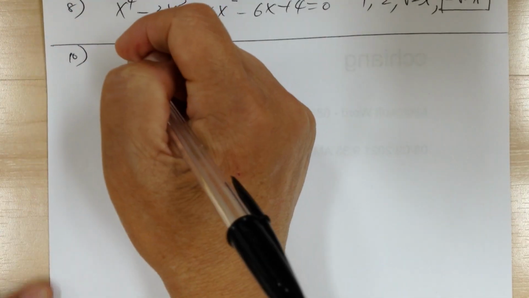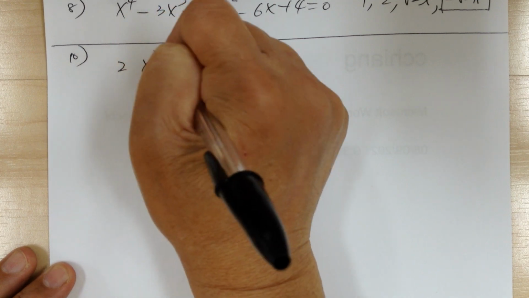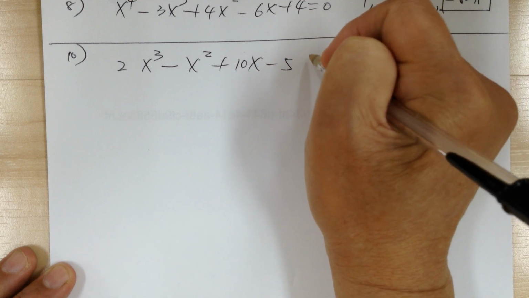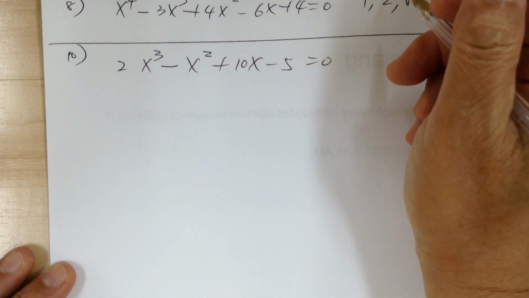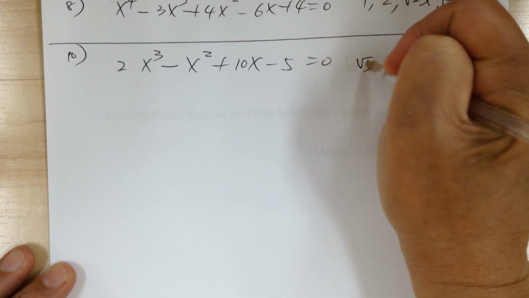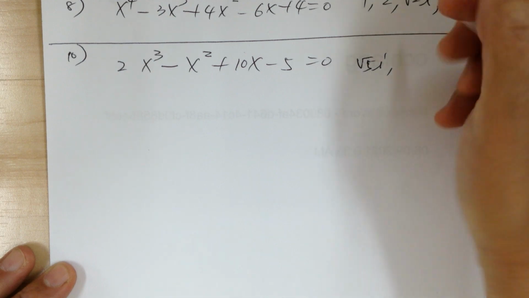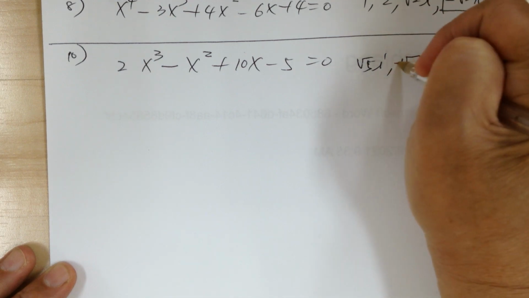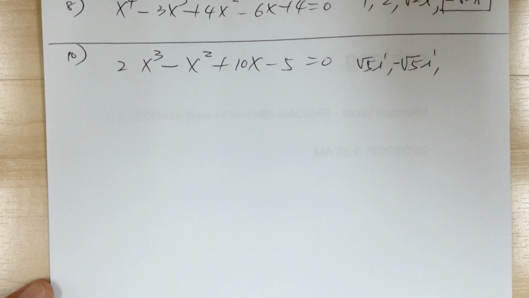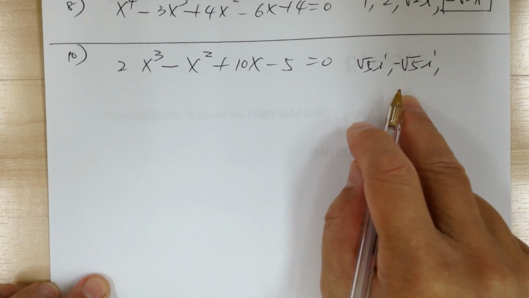Okay, number 10. This one you have to solve the equation. So you got 2x to the 3 minus x squared plus 10x minus 5 equal to 0. So the first answer you have is square root of 5i. So by using the conjugate, you know the second answer must be negative square root of 5i. So now you have to look for the third answer. Now to do that, you need to do the division. But first, we have to get the depressed equation from here.